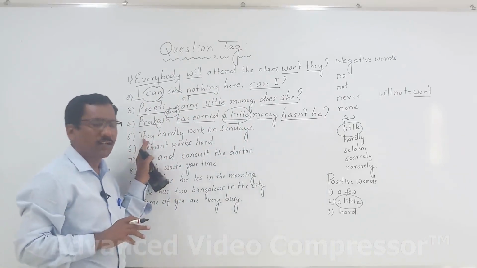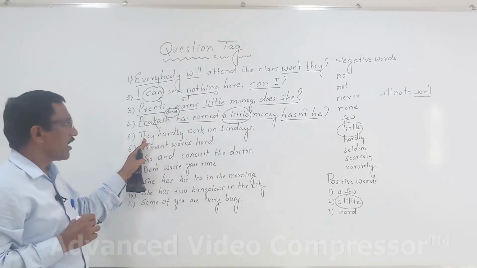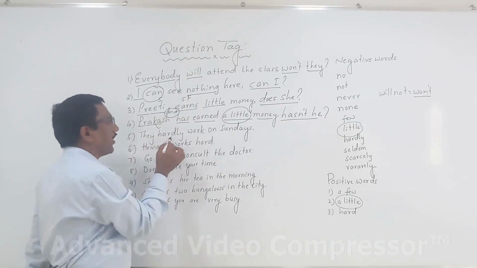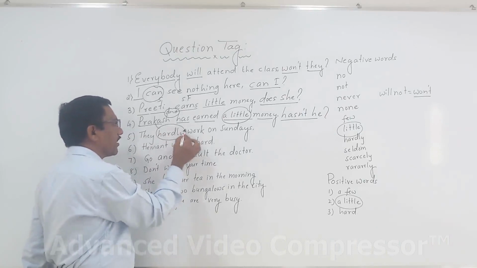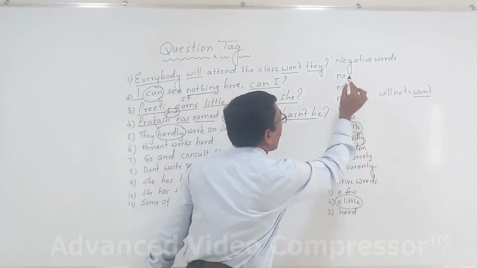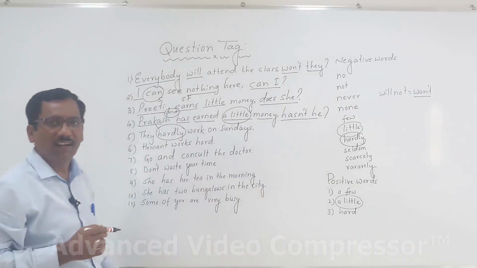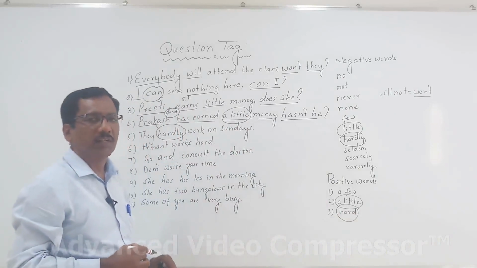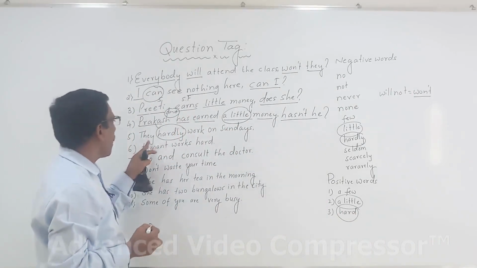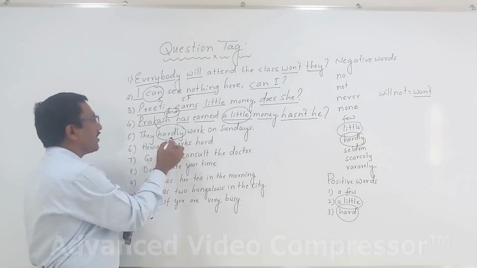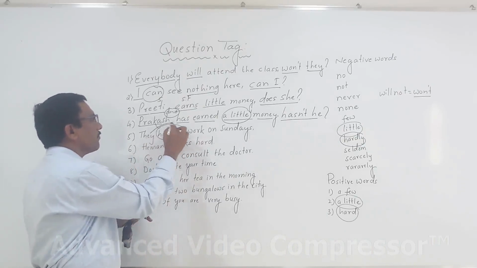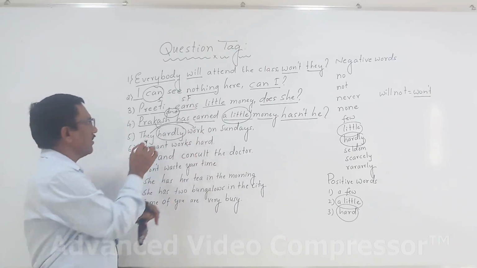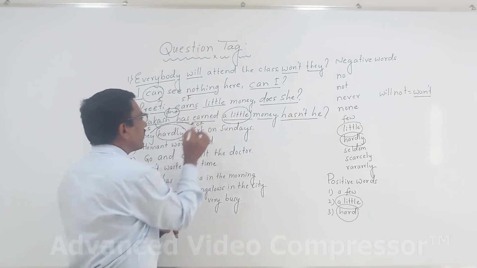Now let's move to the next example. They hardly work on Sundays. Here the sentence consists of the word hardly. You know that hardly is a negative word, whereas hard is a positive word. Please keep this point in your mind. Okay, they hardly work. Hardly is an adverb, a negative adverb. They is the subject, work is the main verb. Subject plus original form is there.